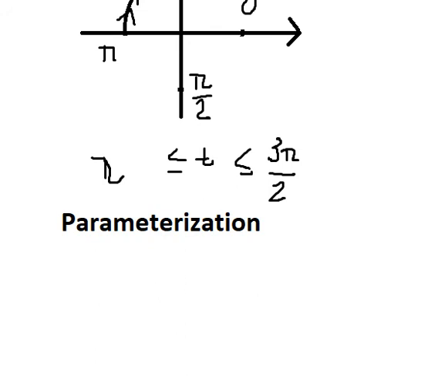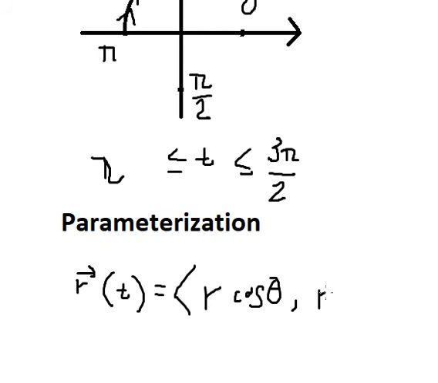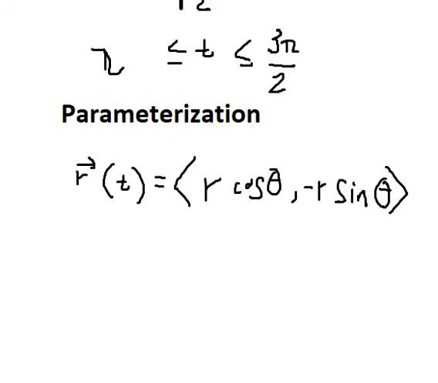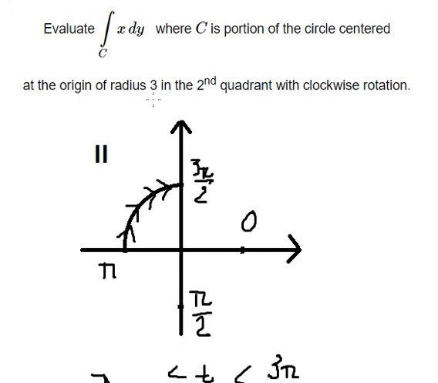Parameterization. So this is about the circle and this is clockwise, so we have the formula in here. That's r cosine theta, where r is the radius of the circle, and we have negative r sine theta. So in this situation, theta we will change for t, and r we put number 3.